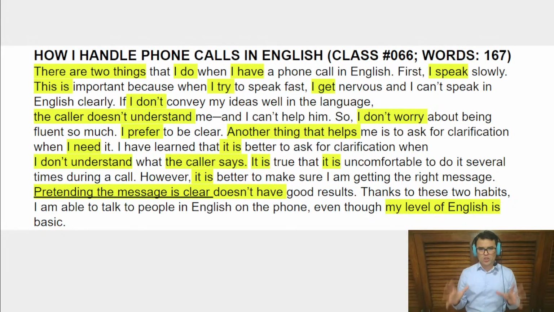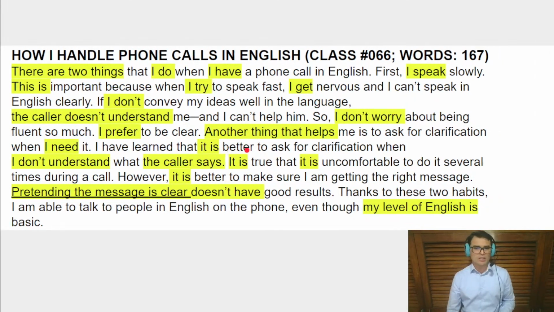So this is super cool, right? And then I need... I don't understand, in negative: the caller says it is. I love this one. Pretending the message is clear doesn't have. Subject: pretending the message is clear. Auxiliary: doesn't. Verb: have. Amazing. My level of English is. That's beautiful. Here your subject is my level of English, and then the verb is.